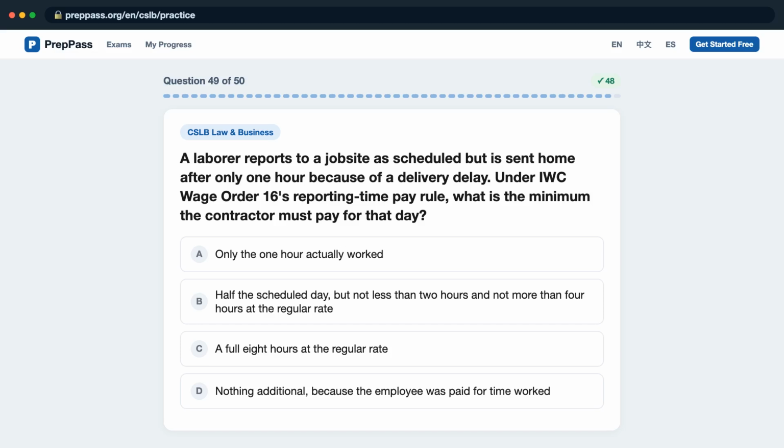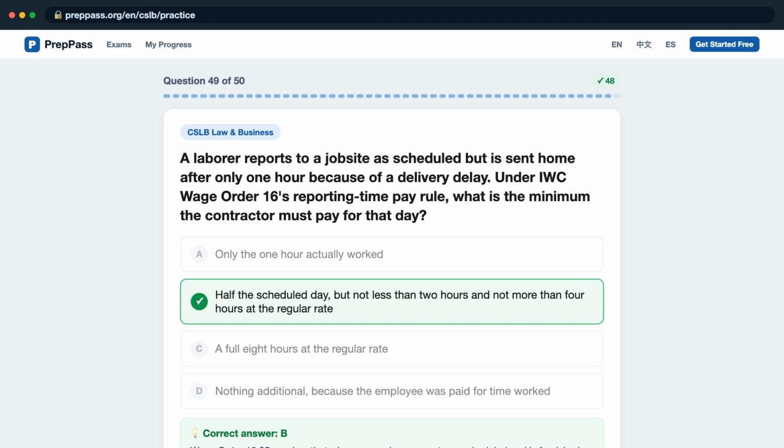Question 49. A laborer reports to a job site as scheduled but is sent home after only 1 hour because of a delivery delay. Under IWC Wage Order 16's reporting time pay rule, what is the minimum the contractor must pay for that day? Is it A, only the 1 hour actually worked? B, half the scheduled day, but not less than 2 hours and not more than 4 hours at the regular rate? C, a full 8 hours at the regular rate?